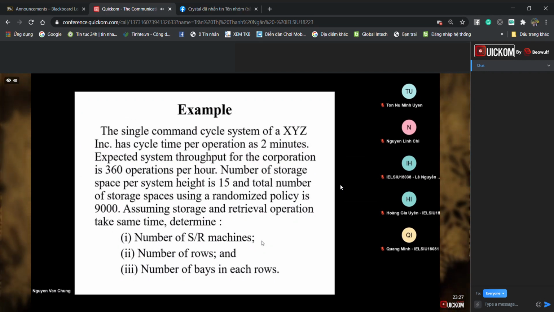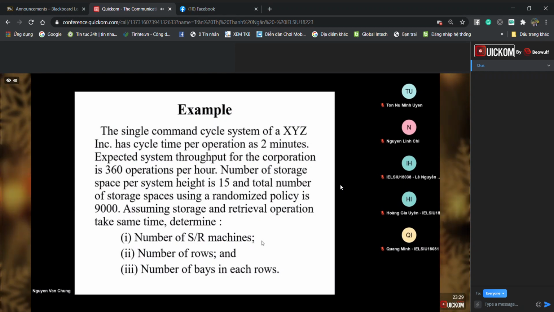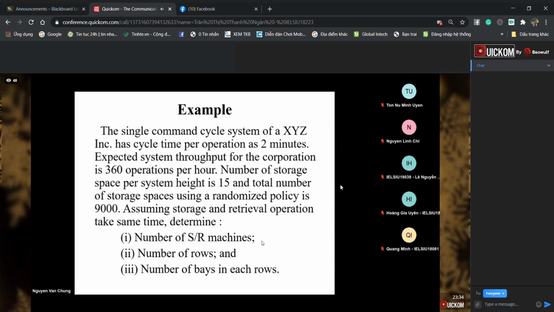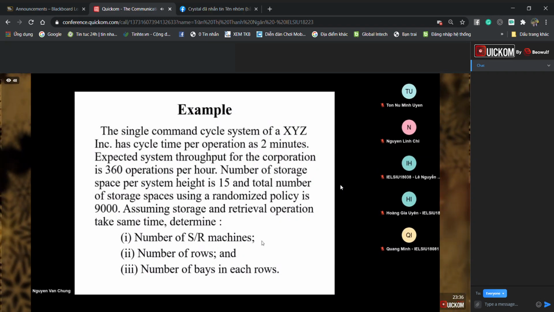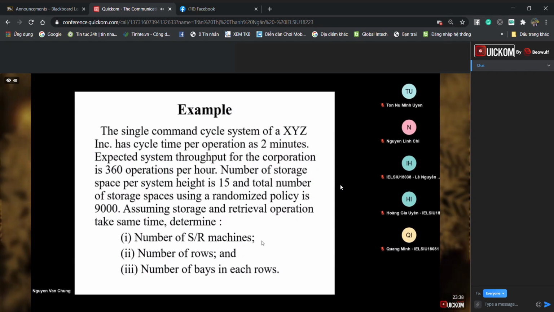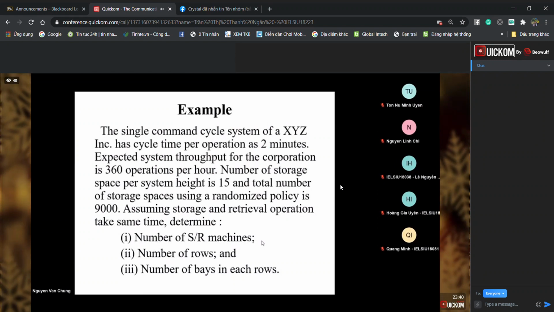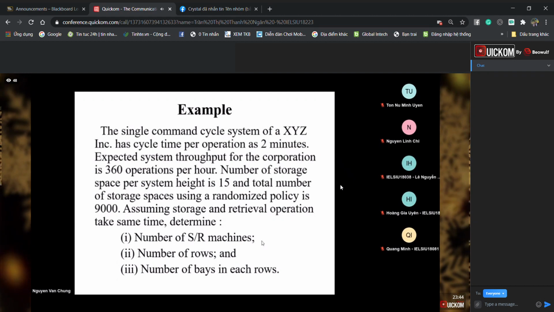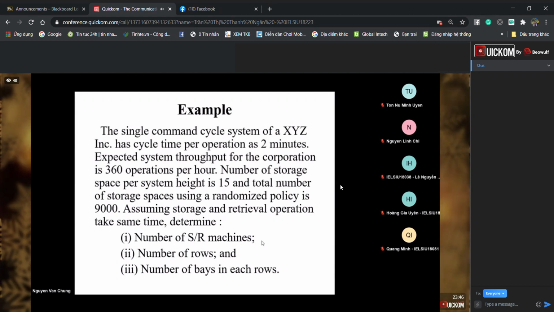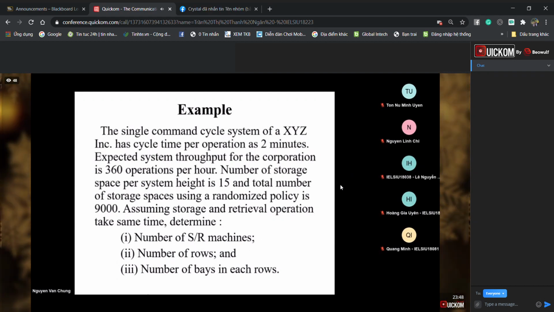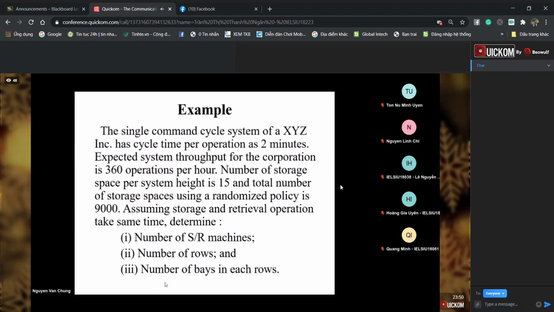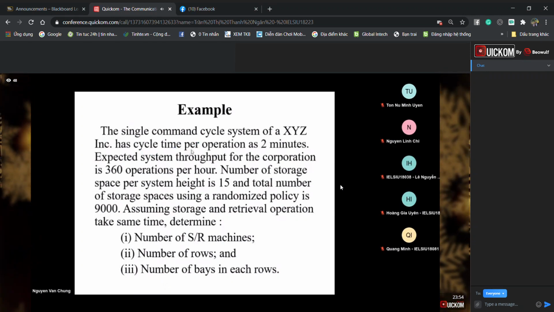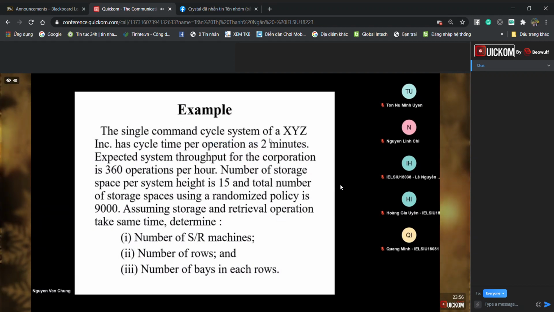Force determines the number of ASRS machines. First, you need the system throughput, and then you need the cycle time of the operations for the ASRS, and then you can find this here. Okay, this is 2 minutes now. Cycle time per operation is 2 minutes.